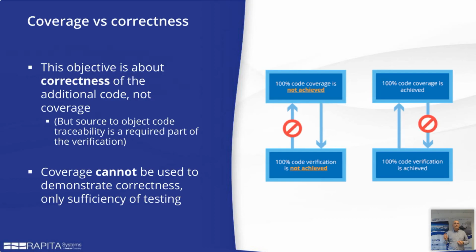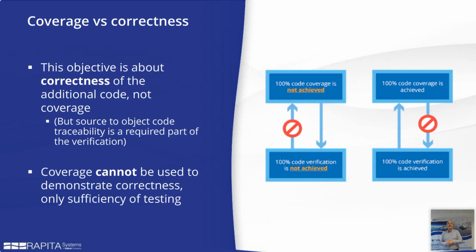So the objective of object code verification is not about object code coverage. The objective is about correctness of the additional codes. So look at the diagram on the right. If you have 100% of the code to be verified, and that's correct, then by implication that means that you would have 100% object code coverage. If you do not have 100% code coverage, you can certainly determine that you have not satisfied the 100% object code verification. But the implication in the other way is not correct.